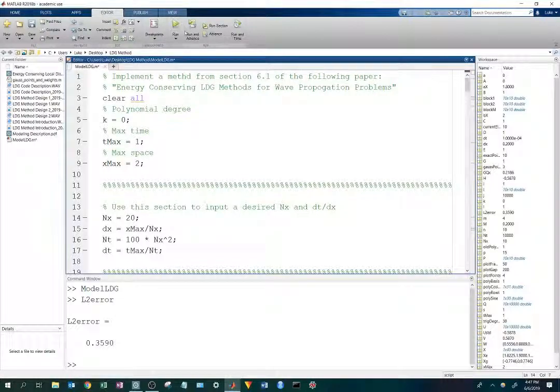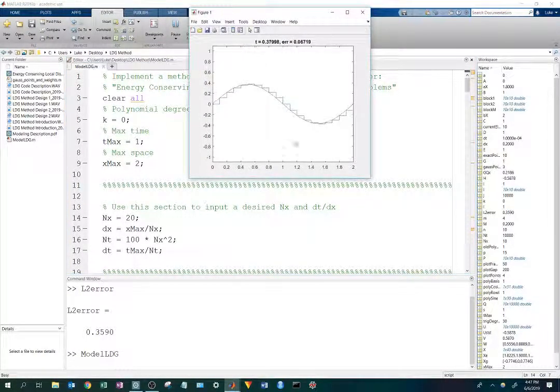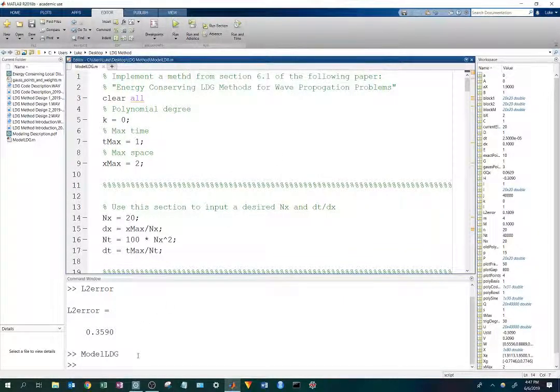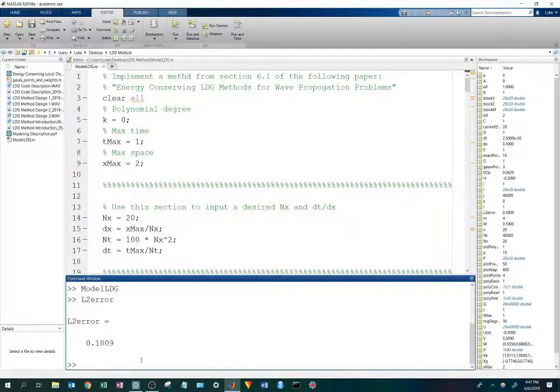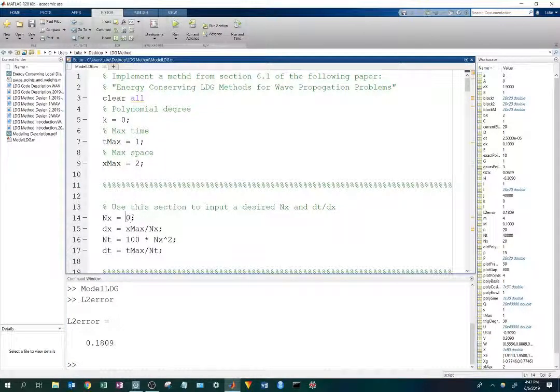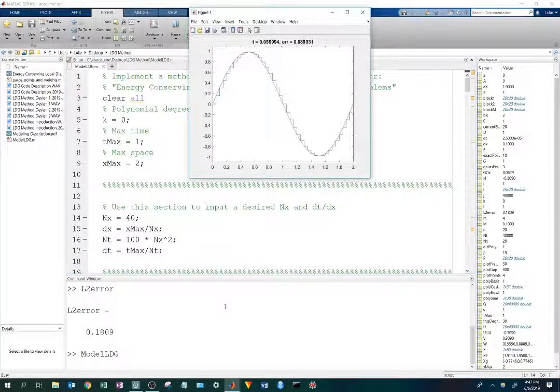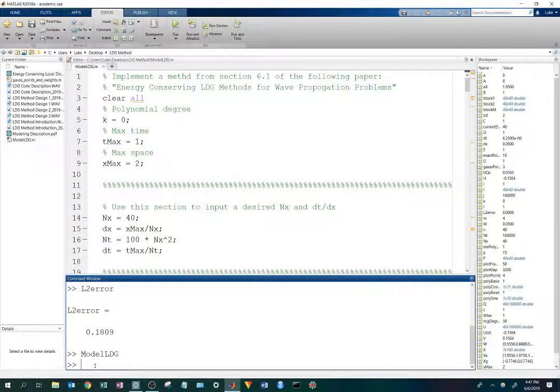So now let's up it to 20. See what we get. So again, of course, we're getting closer. Then the L2 error is going to be 0.18. And finally, let's bring it up to 40. And there we go. And now we do the L2 error again.